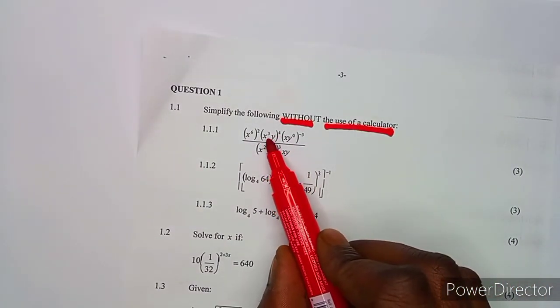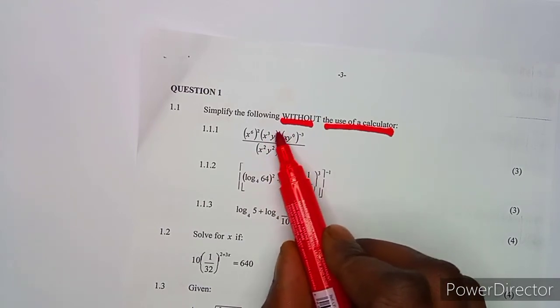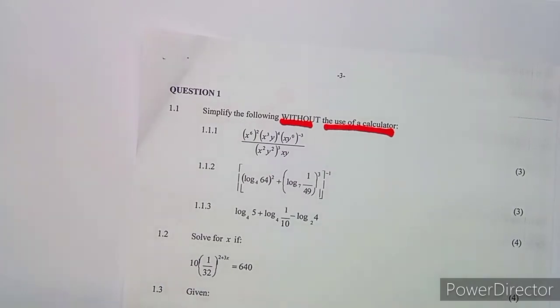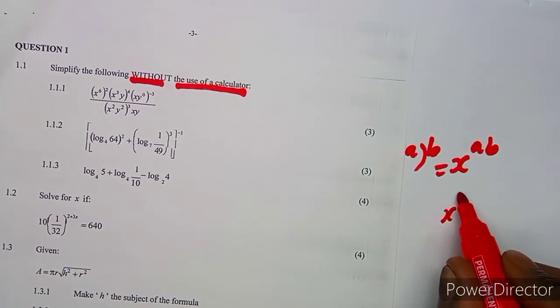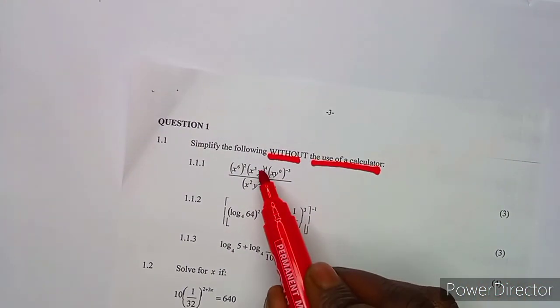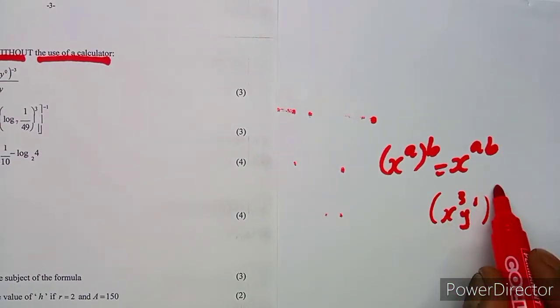Let's see this part. We have two terms, but everything is being affected by the exponent of 4. It's something like this: x to the exponent of 3, y to the exponent of 1. We do not have the exponent written, but it's the same as 1. Then everything to the exponent of 4 like this.